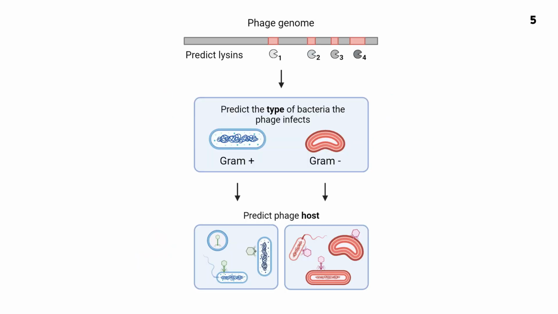Here is the hierarchical model we built. Inputted in our model are all the proteins a phage possesses. In this example, I chose to input a subset consisting of all phage lysins. They are proteins that degrade the bacterial cell wall. Using these proteins, we first predict which type of bacteria the phage infects, so either a gram-positive or gram-negative bacterium. Then, we use a second model to predict the bacterial host of the phage at the genus level.